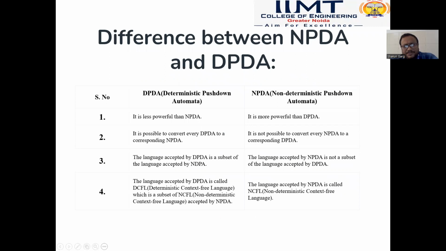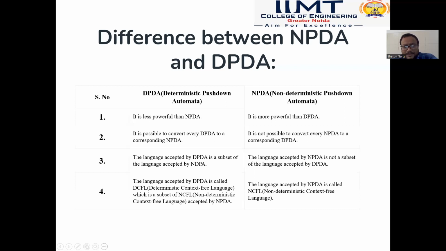So how can we distinguish between an NDPDA and a DPDA? There are some differences. First, a DPDA, deterministic pushdown automaton, is less powerful than an NDPDA, non-deterministic pushdown automaton. An NDPDA is more powerful than a DPDA. It is possible to convert every DPDA to a corresponding NDPDA. It is not possible to convert every NDPDA to a corresponding DPDA. The language accepted by a DPDA is a subset of the language accepted by an NDPDA. The language accepted by an NDPDA is not a subset of the language accepted by a DPDA.